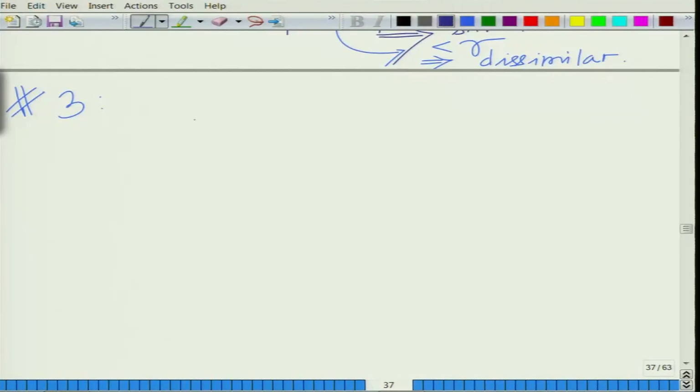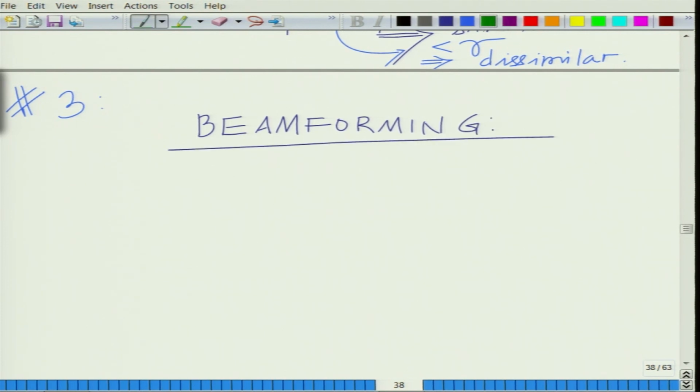Let us today talk about the inner product and the correlation between two signals. Let us look at another interesting and very important example of this inner product, with respect to beam forming, that is, forming a narrow beam in a wireless communication system with multiple antennas.